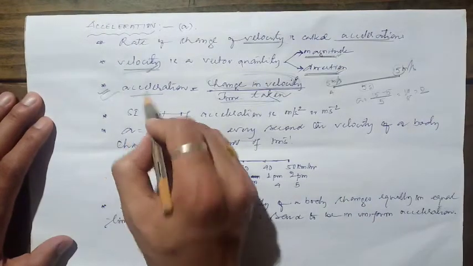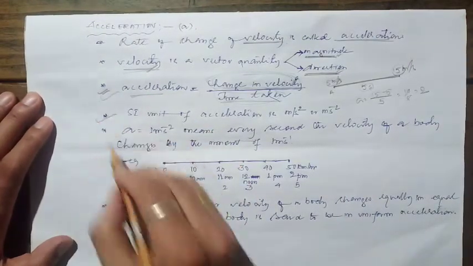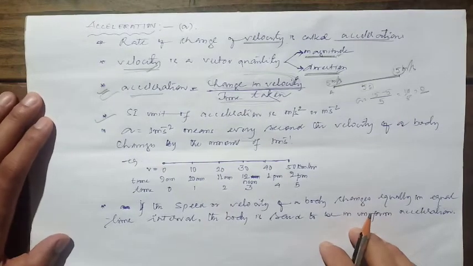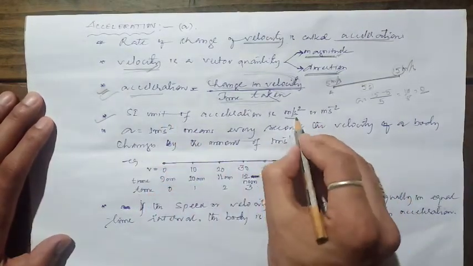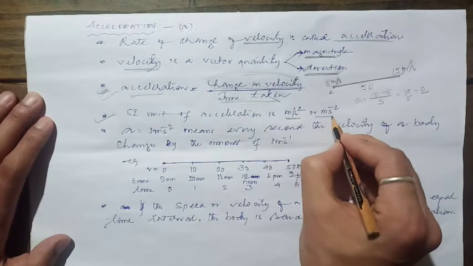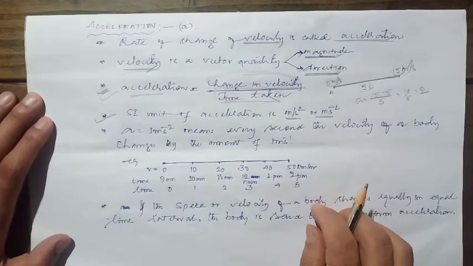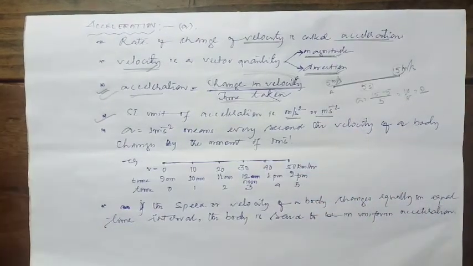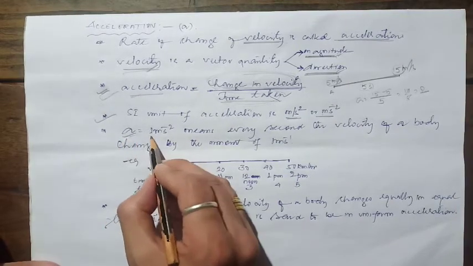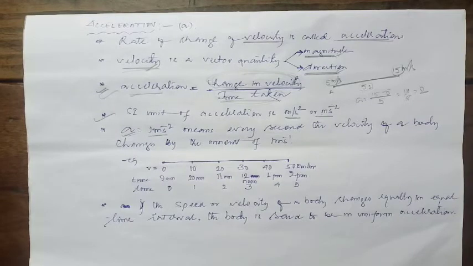So students, acceleration is a physical quantity. How do we measure it? To measure acceleration, we have an SI unit called meter per second square, which can be written as m s minus 2. Now students, let's understand the meaning of acceleration 1 meter per second square. If the body is moving with acceleration of 1 meter per second square, it means every second the body's speed is changing by 1 meter per second.